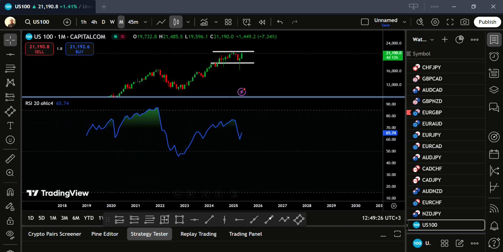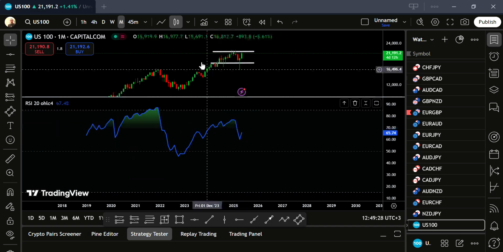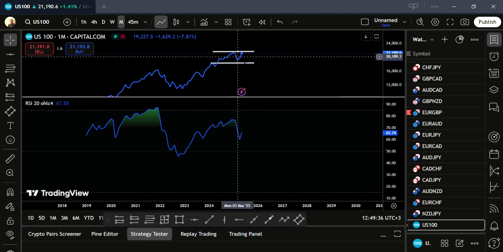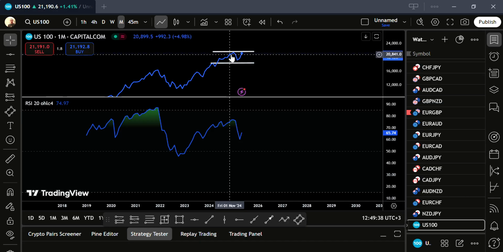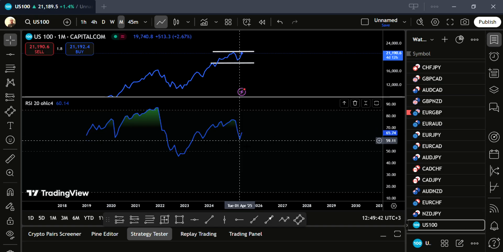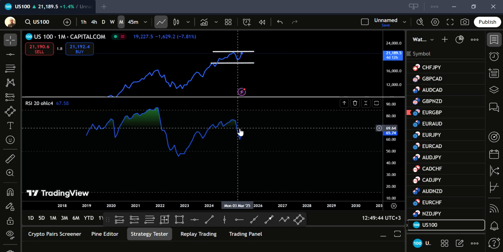But this is just to show you. You see this top here? Let me put the line chart. You see this top here? This one here? You see it is up. But look at this one. It is the same top at the same level, but look at the RSI. It is down, way down. It is showing you that it is lacking momentum.